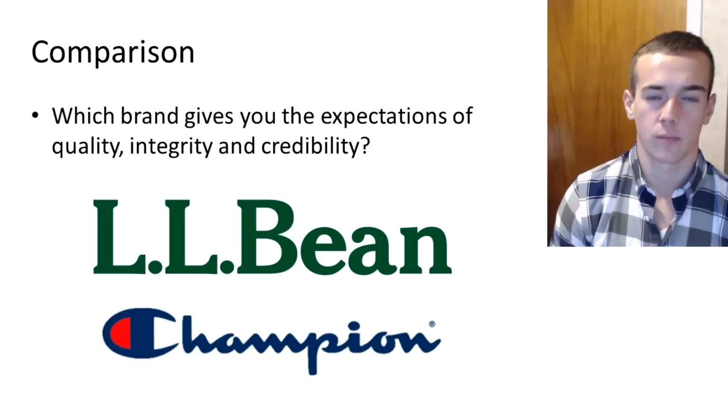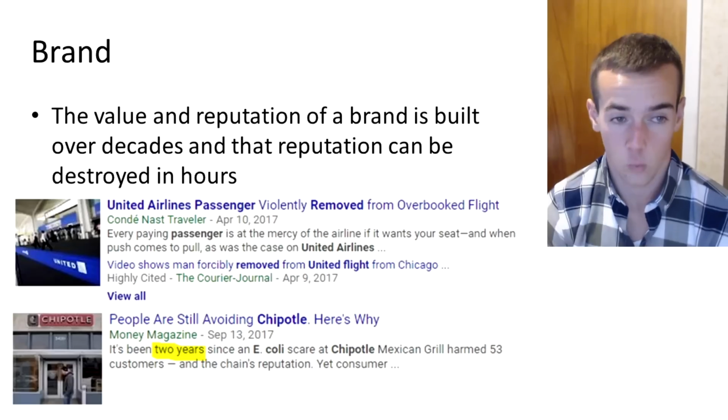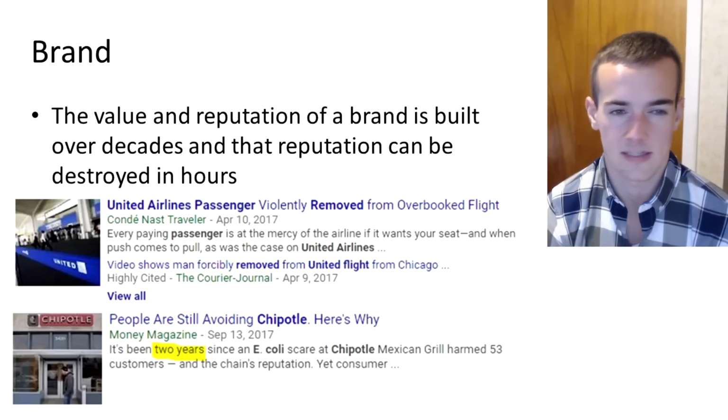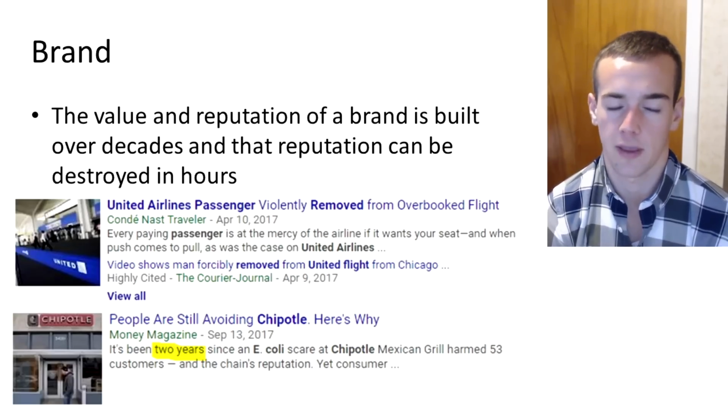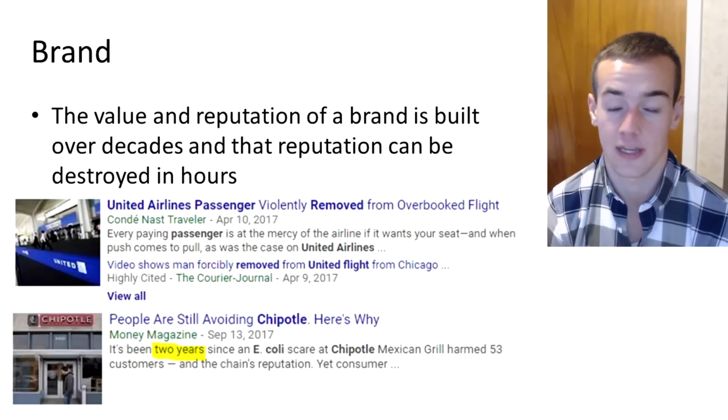And this is a very important factor to consider when analyzing the fundamental strength of a company, is the strength of that brand. So what is so interesting about a brand is that the value and reputation of a brand is something that is built over decades, and that reputation can be destroyed in hours.